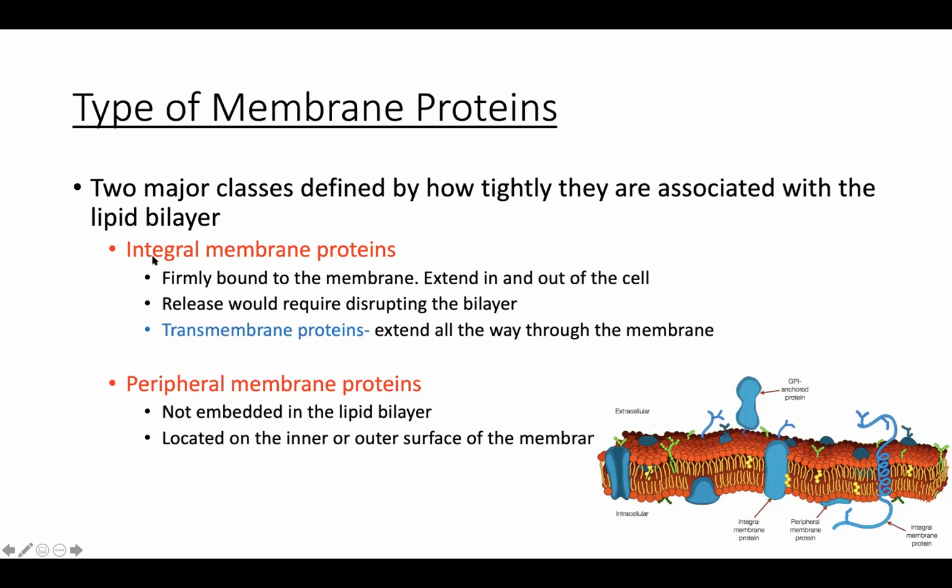By definition, we're going to say that integral membrane proteins are firmly bound to the membrane. They extend both in and out of the cell. Releasing or removing this integral protein would require disrupting that bilayer. We sometimes refer to them as transmembrane proteins, as we can see that it spans the whole entire width of that phospholipid bilayer.